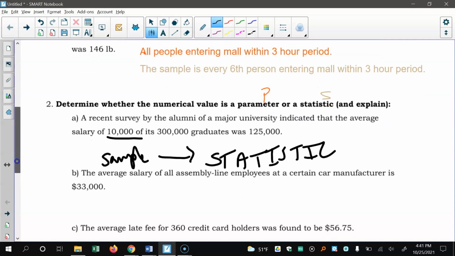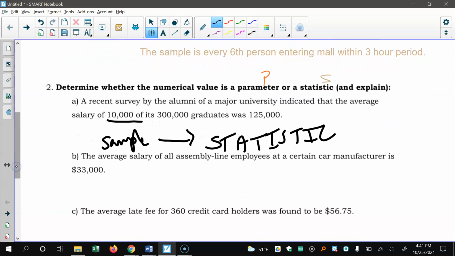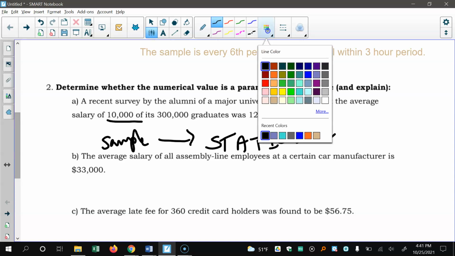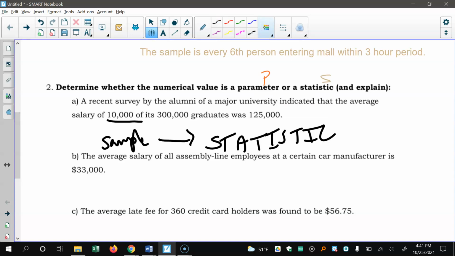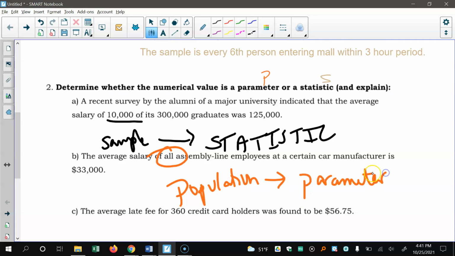The average salary of all assembly line employees at a certain manufacturer is 33,000. Oh, look at that. All employees. All employees means that we have a population. And because we have a population, we have a parameter. Let me just box these in so that you know.